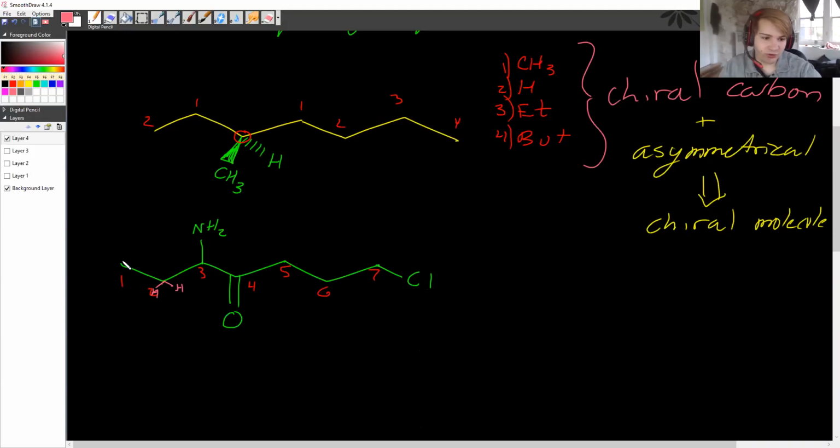Same thing with terminal carbons. Terminal carbons have 3 hydrogens, and so are not going to be chiral either. So the best thing to do is to look at where I see substituents.